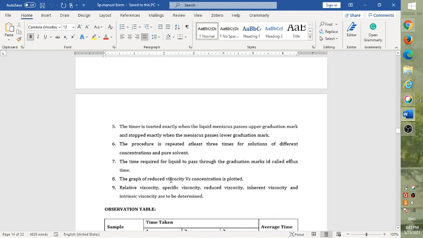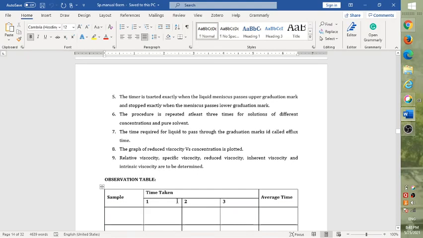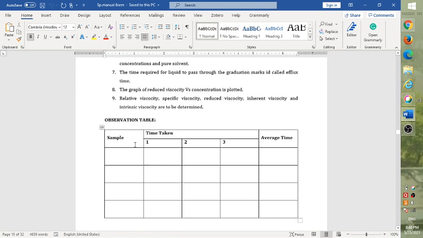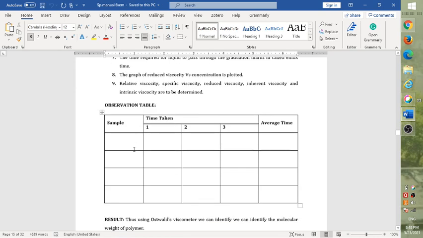The graph of the reduced viscosity versus concentration is plotted. The relative viscosity, specific viscosity, reduced viscosity, inherent viscosity and intrinsic viscosity are to be determined. So you take all these samples, and for sample number 1 you will take water because it will give you the value of T0. So first note the time from the upper meniscus to the lower meniscus, then again do the same procedure, then again do it, so that you get an average. You can't just take one reading and go ahead, so you have to take an average time.